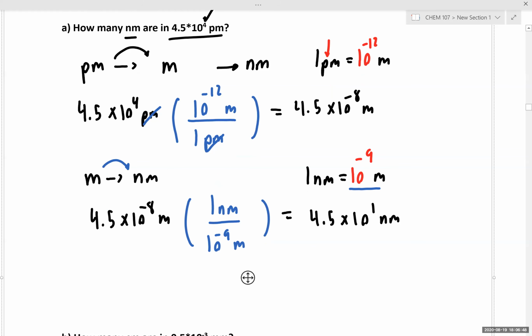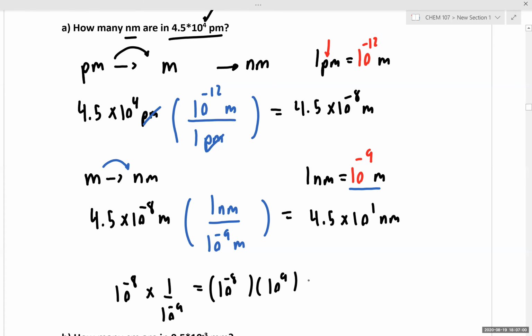And just to showcase how that works, when we have 10 to the negative 8th times 1 over 10 to the negative 9th, that's equivalent to 10 to the negative 8th times 10 to the 9th, and that gives us 10 to the first. Does this logic of unit conversions make sense? You draw your arrow, you put the unit that you're going to on top, the unit that you're going from on the bottom. And remember, the power of 10 always goes with the base unit. That's why this method is nice, because it's very consistent.